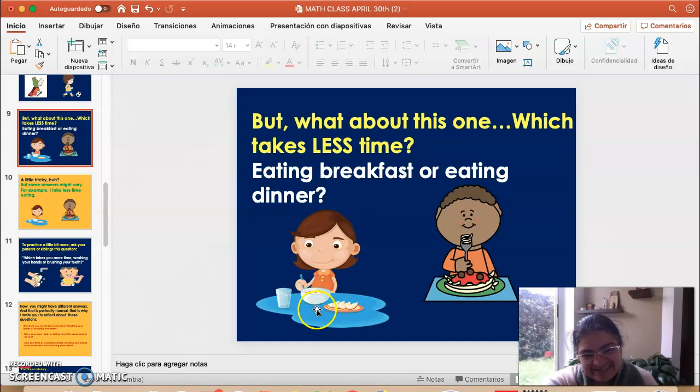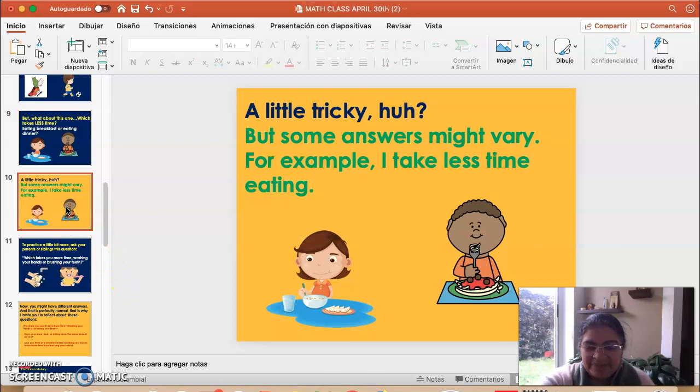In my case, eating breakfast takes less time. Now, I would like to know, because it is a little tricky, some answers might vary. For example, I take less time eating, yes, but I take less time eating breakfast than having my dinner.